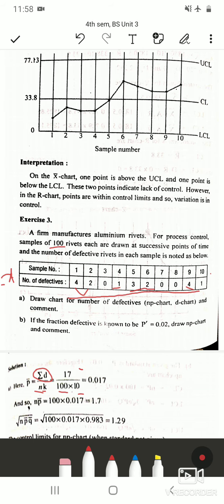In your examination, make a column. First one is the sample number, then the number of defectives d, then add this to get summation d. So don't forget to show the table.